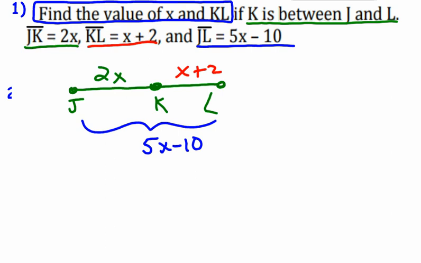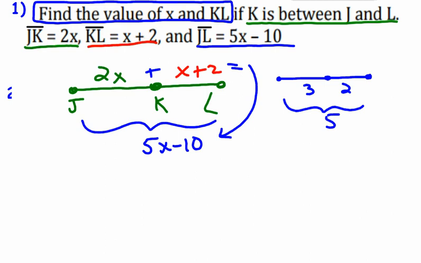Okay, so with our segment addition formula, what we learned yesterday is that if I have two little segments, when I add them together, I get the value of the big segment. In that little example right there, 3 plus 2 is 5. Well, this one with the x's in is no different. If I add these two little segments together, this one plus this one, it should equal this. All right, so there's your equation. Set it up as 2x plus x plus 2 equals 5x minus 10.